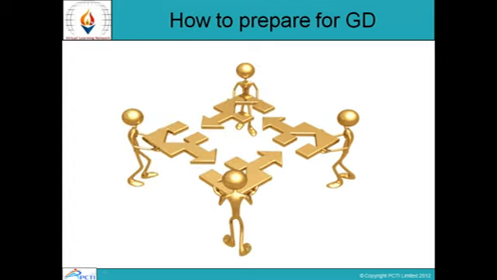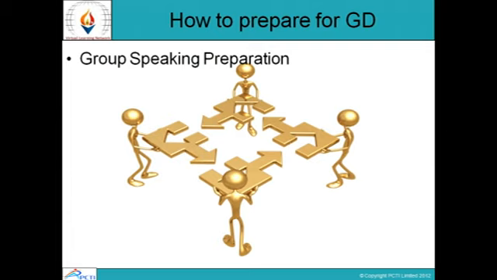Next comes how to prepare for GD. When a person is presenting views, preparation is equally important. Let's see. Group speaking preparation. One needs to prepare how one will be able to speak in a group, but one should be equally aware of not hurting anyone while speaking in a GD. Next comes content preparation. One should be thorough with the content, what one is about to speak.